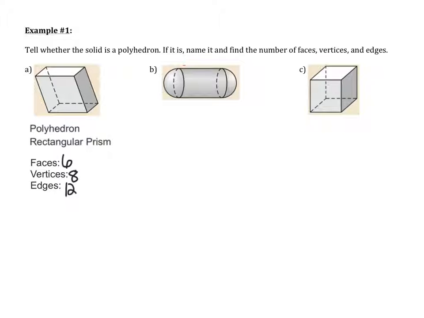On to part B. Is this a polyhedron? It would be a polyhedron if all of its faces are polygons. However, we see some circular things happening in here, so automatically I would say this is not a polyhedron. This is actually two spheres cut in half, tacked onto the ends of a cylinder. And now on to part C.